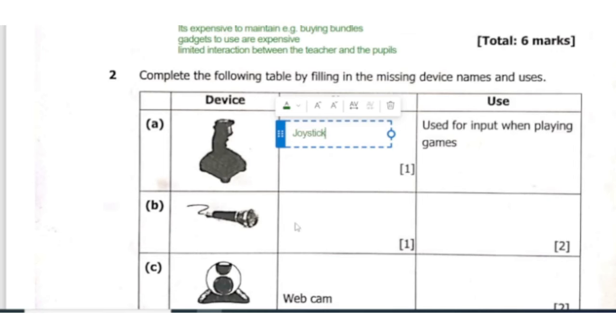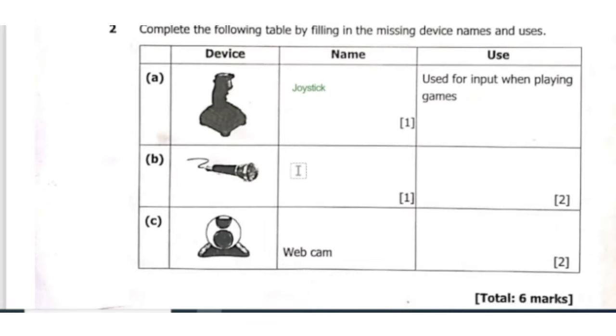We come to this one, B. I don't want to waste your time, so let's fill in this one first. This is a microphone. So this one is C, microphone. What is the function of a microphone? The function of a microphone is to help us capture the sound, which is put into the computer system and then processed.